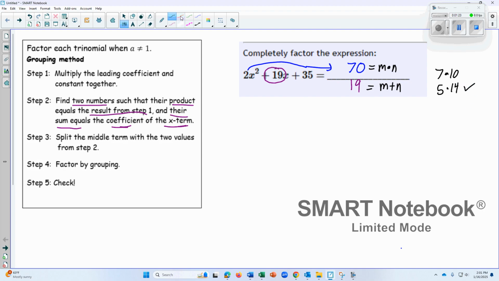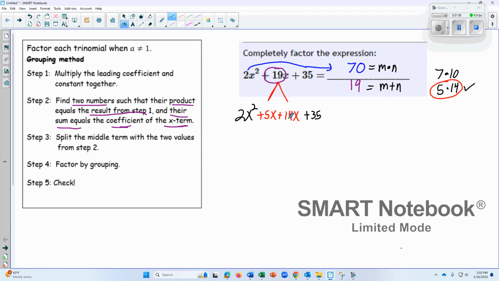Step 3 now is where we're going to manipulate this. The reason we found these numbers is because we're going to replace that 19x with a 5x and a 14x. It doesn't matter which one goes first. I do need my 2x squared, and then I'm going to split this into a plus 5x and a plus 14x. Like I said, you could switch the order of the 5x and 14x. It won't make a difference. Then we're going to bring the plus 35 down.